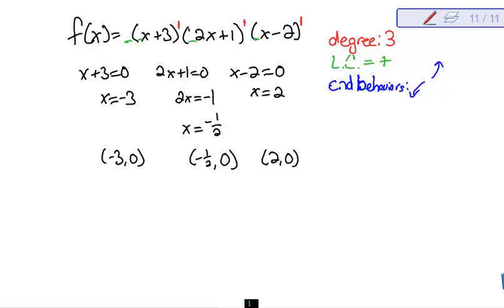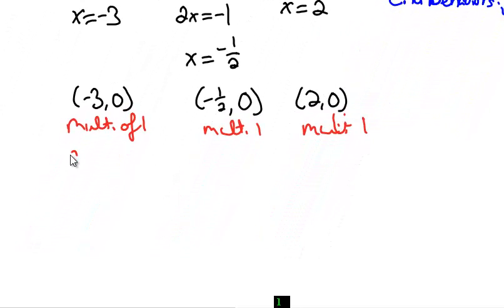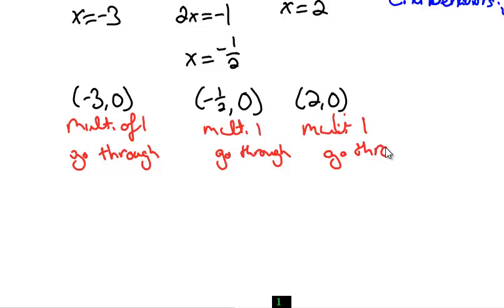Each of these, remember, are raised to the first power, so they all have a multiplicity of 1. So their multiplicity is 1. So that means that since it's an odd, they're going to go through the point. So it's going to go through the point, and it's going to go through the point.